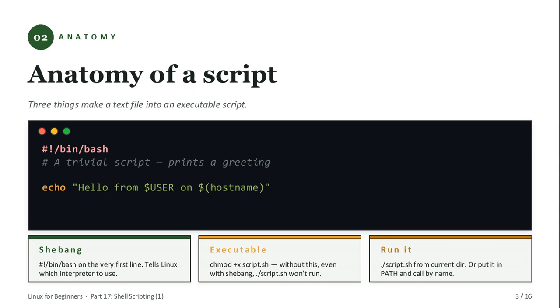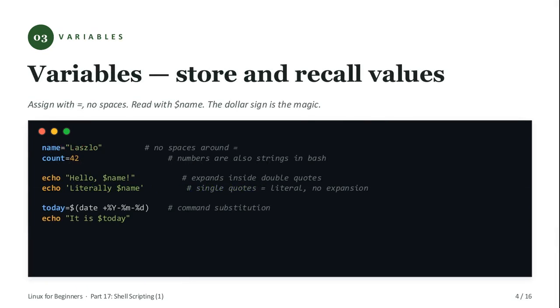What actually turns a plain text file into something Linux will run as a script? Three ingredients. First, the shebang, that #!/usr/bin/env bash on line 1, which tells the kernel which interpreter to hand the file to. Second, the executable bit, set with chmod +x. Without it, the shebang alone won't save you. And third, you actually invoke it: ./script.sh from the current directory, or by name if it lives somewhere on your PATH. That's the whole contract.